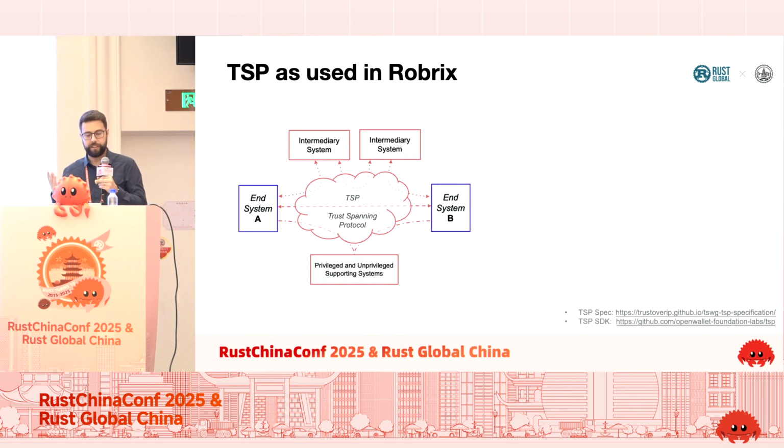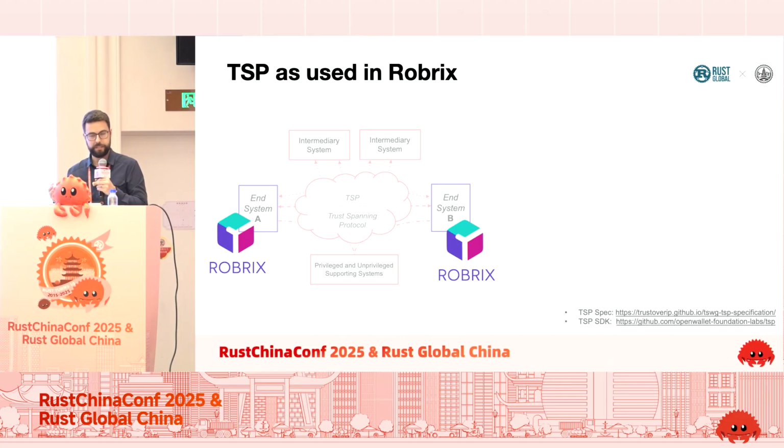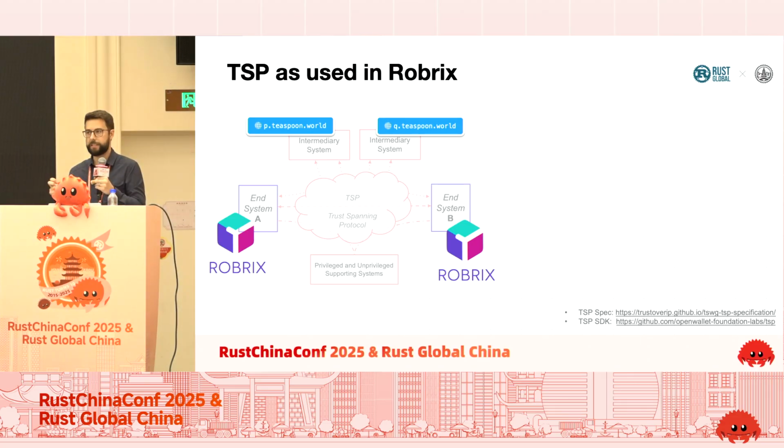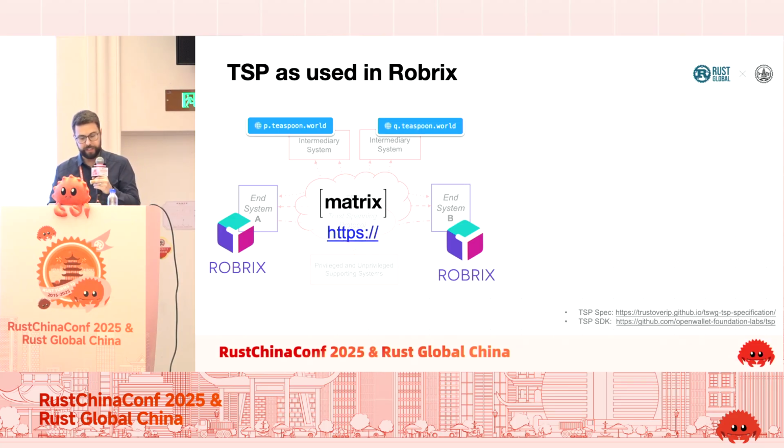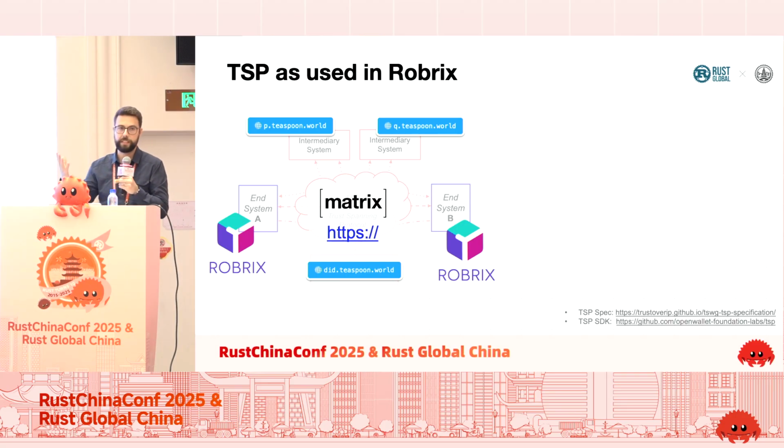So what does this look like in Robrix? Each one of the systems is an instance of Robrix with TSP enabled. We have some very basic TSP test servers at these URLs here. That's effectively how you can send a message to another TSP user without requiring something like peer-to-peer, although that is also supported. So this is just an easy way to do it. It helps with discovery. And then we can use either TCP, HTTPS, or Matrix itself as a transport to send the underlying TSP messages. And then we have services for discovery of other users, like the did.teaspoon.world.